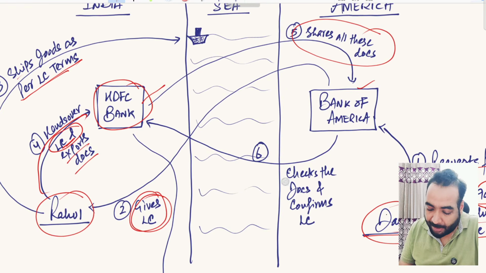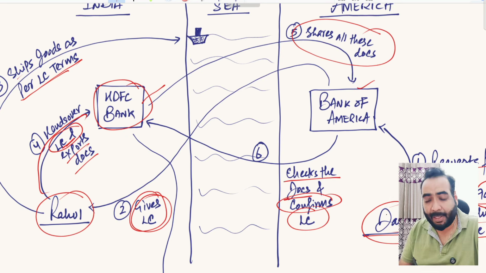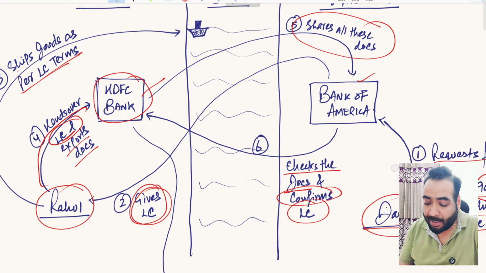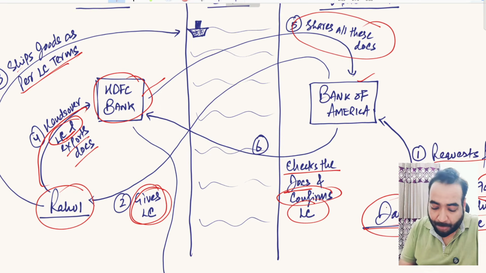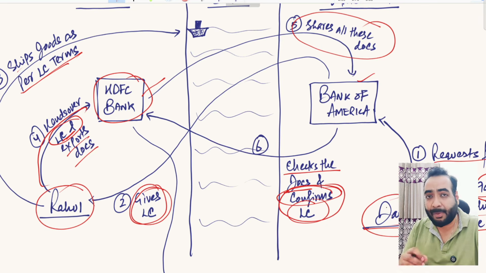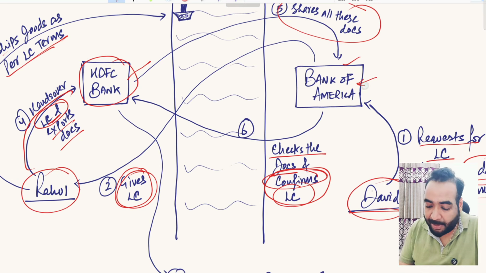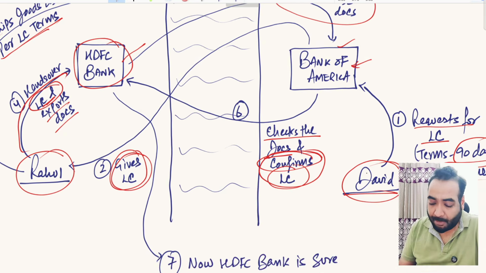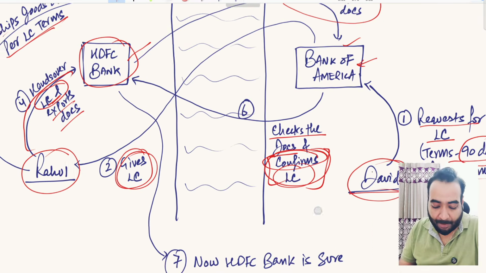Now, Bank of America will check all the documents and will see whether all the terms of LC are complied or not, right? After Bank of America is satisfied that all the terms of LC are now complied, the Bank of America will provide its confirmation to HDFC Bank. We call it LC is being confirmed. LC has been confirmed by Bank of America. So which would mean that Bank of America is now bound to pay the due amount of LC, right?